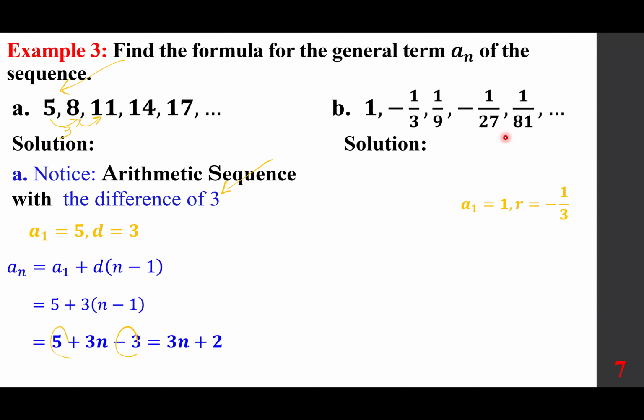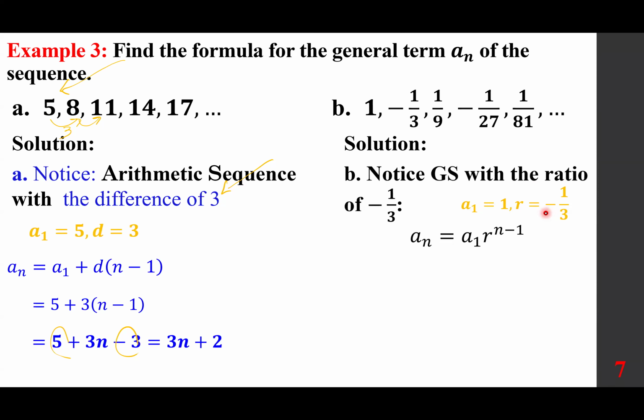So this is the first term, and R is -1 there. This is by inspection. So a sub n is a sub 1 r to the power of n minus 1. Okay, so that's by inspection. We are going to replace the a sub 1 with -1/3. You can leave it as that.